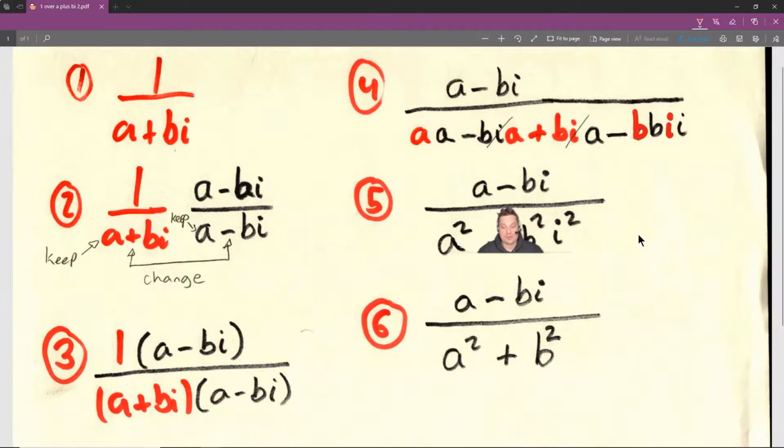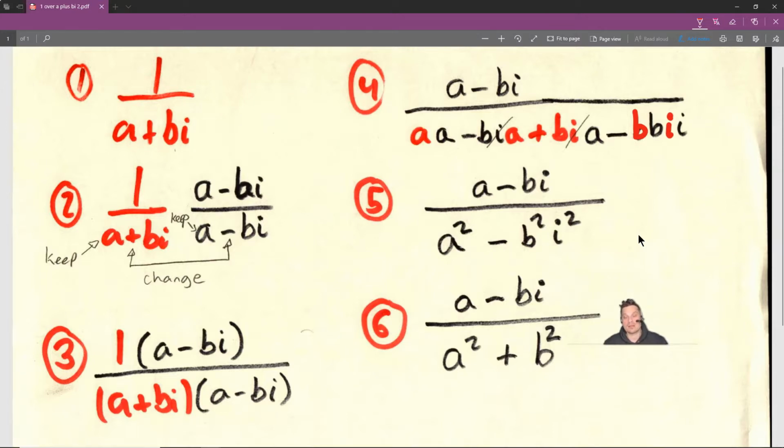Let's finish up. The last part that remains is to replace i squared with negative 1. So negative 1, which the i squared represents, multiplied by that negative above my head, is a positive 1. Which means come down to step 6 to get a minus bi over a squared plus b squared. So in general, if you're beginning with 1 over a plus bi, you get this at the very last step: a minus bi over a squared plus b squared.